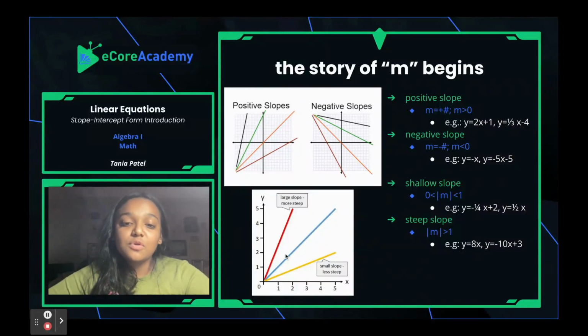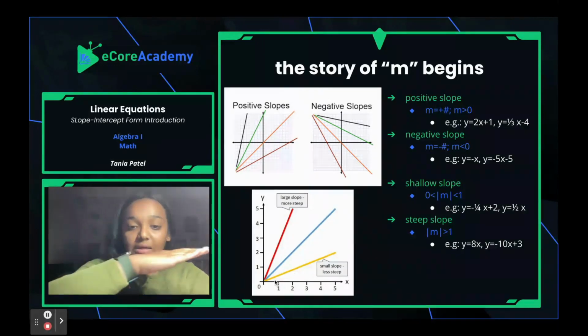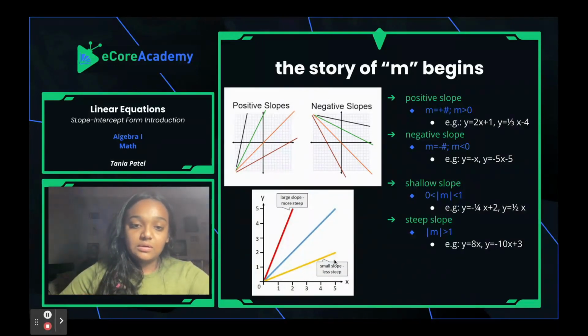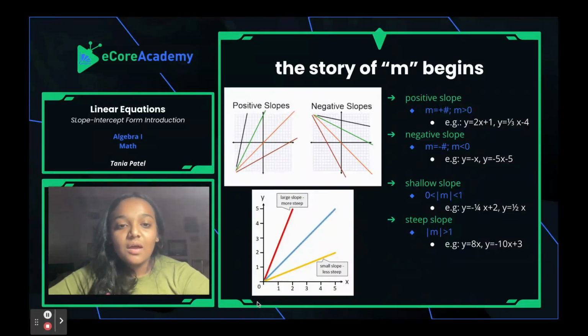When we're talking about a shallow slope, it kind of just means that it's closer to the x-axis. It's kind of on the lower end. It's just a little bit down, so it's a little bit shallow. That's how I think of it. I don't know if that makes sense to everybody.